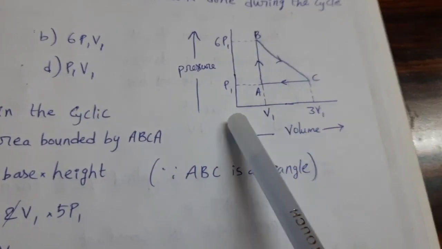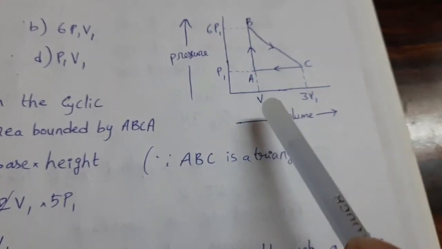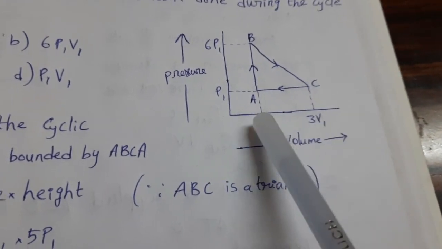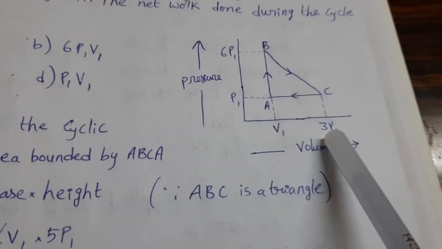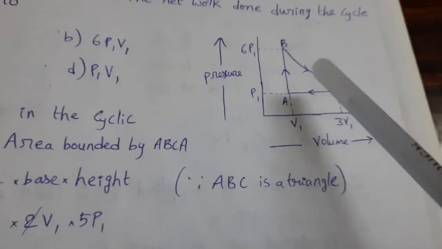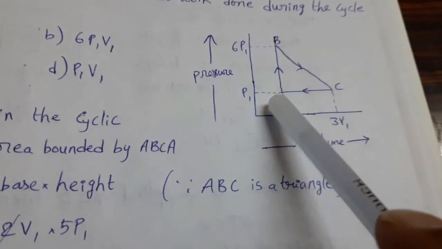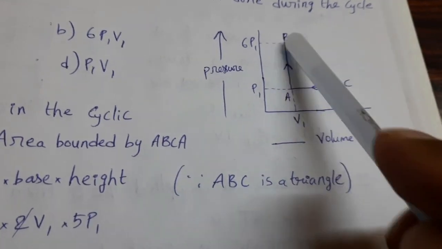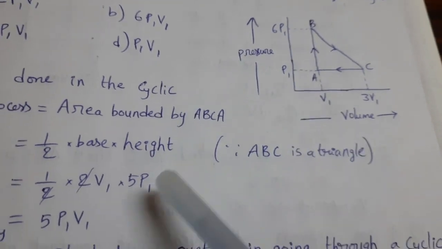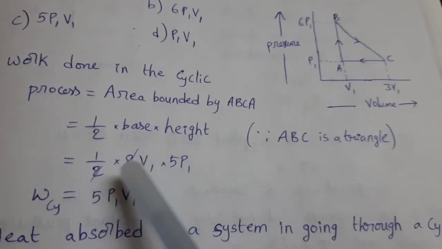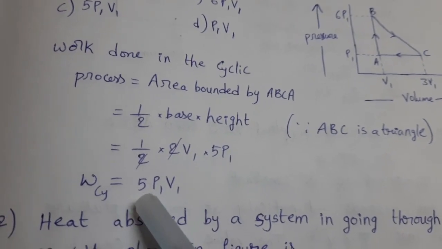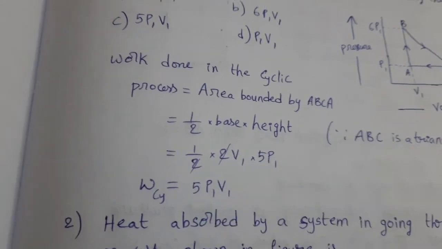So from AC, what is the value? Up to this V1, up to this 3V1. So AC we want. Subtract 3V1 minus V1, that is 2V1. Here up to this 6P1, up to this P1. So we want AB, then 6P1 minus P1. That equal to 5P1. So half into base into height. Finally work done in this cyclic process is 5P1 V1.